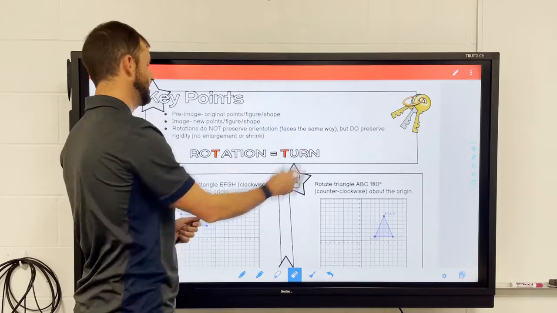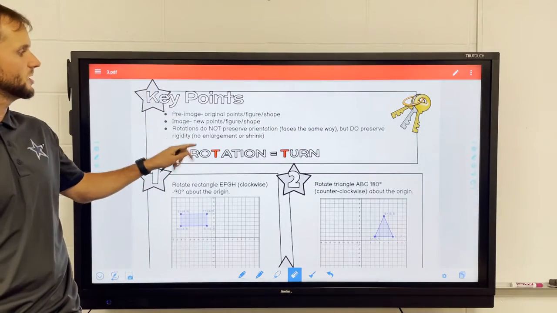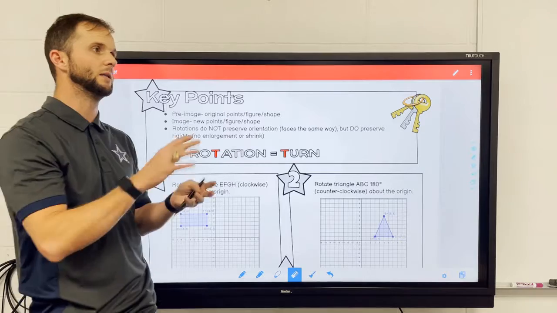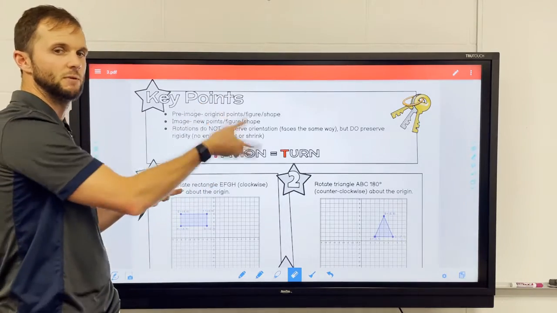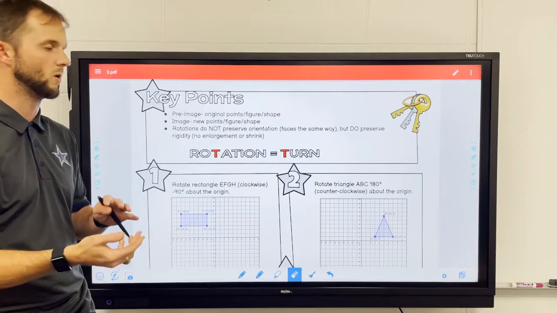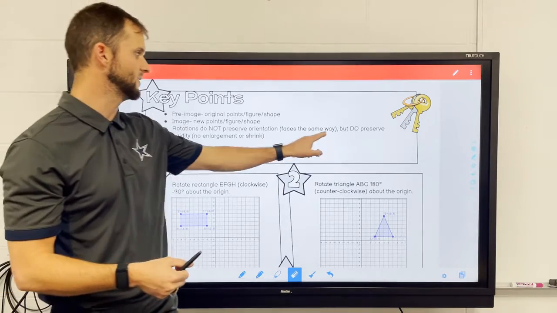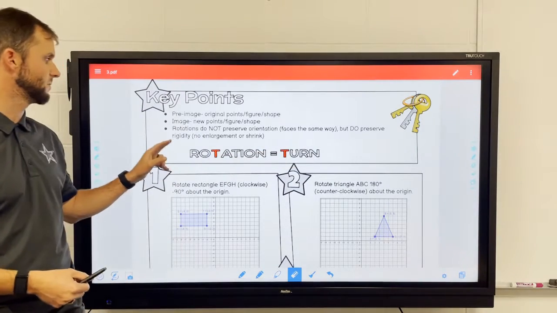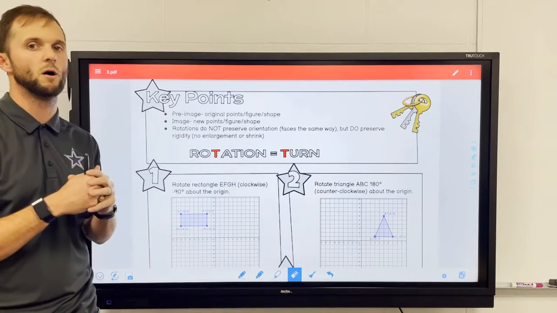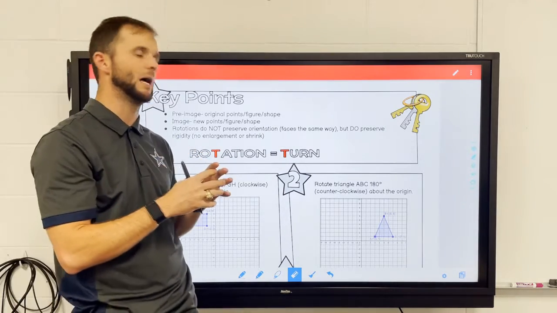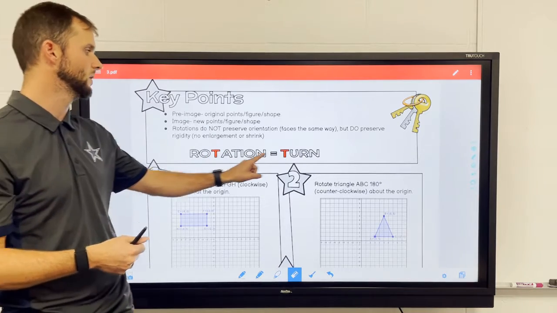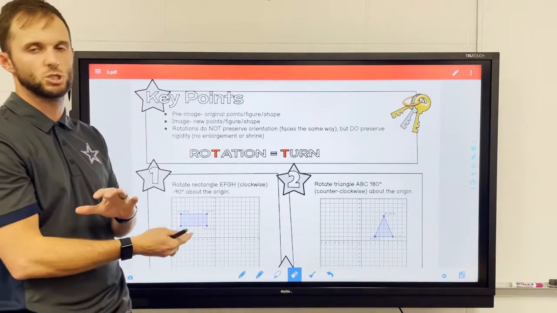So today we're going to be looking at rotations. Rotations do not preserve orientation, meaning when you rotate something, it's going to be spinning, it's going to be facing a different way than before you rotated it. But it does preserve rigidity, meaning it doesn't get bigger or smaller. It just rotates. It stays the same size, okay? One thing to remember: a rotation has a T in it, so it's a turn. So we're turning the shape, okay?